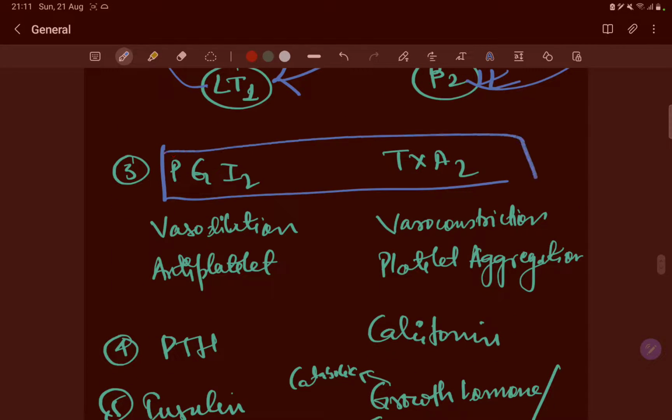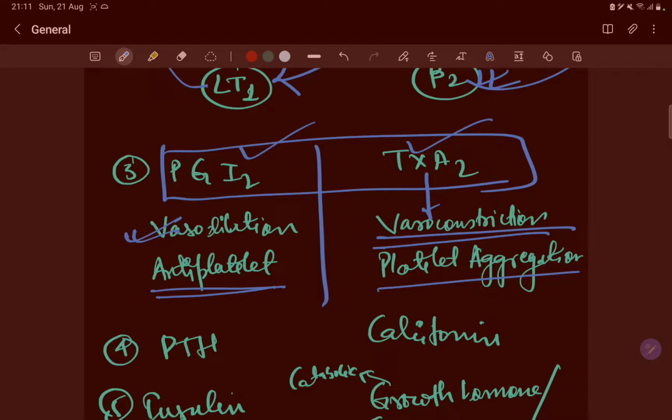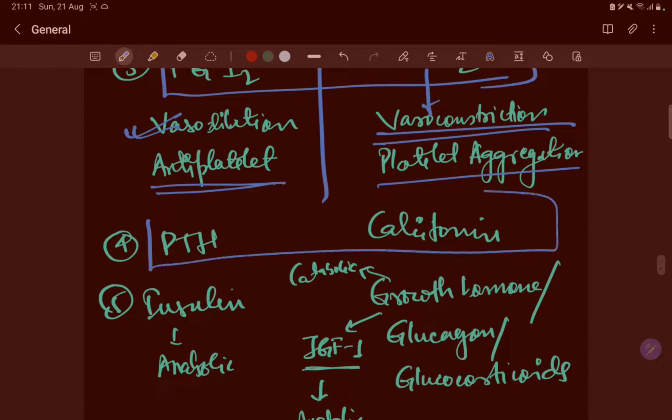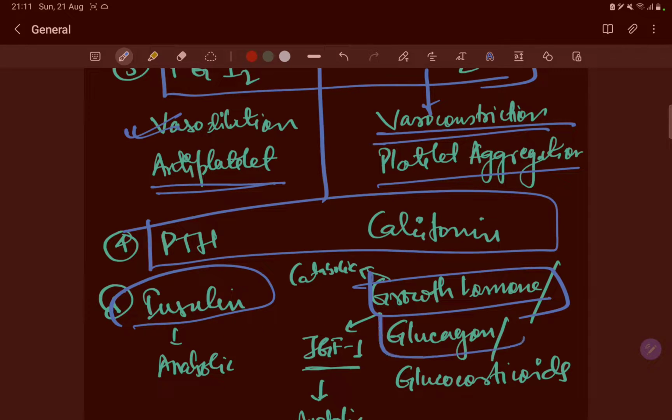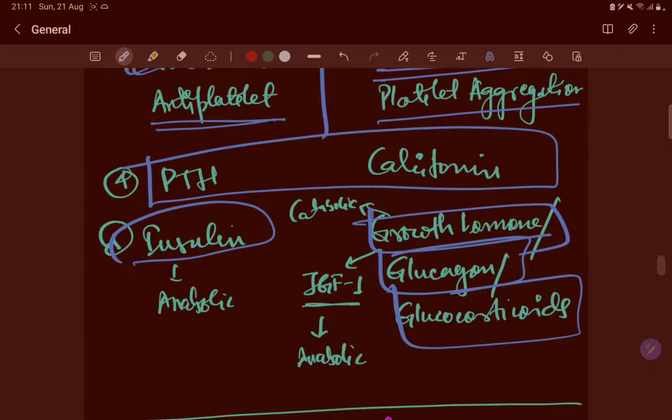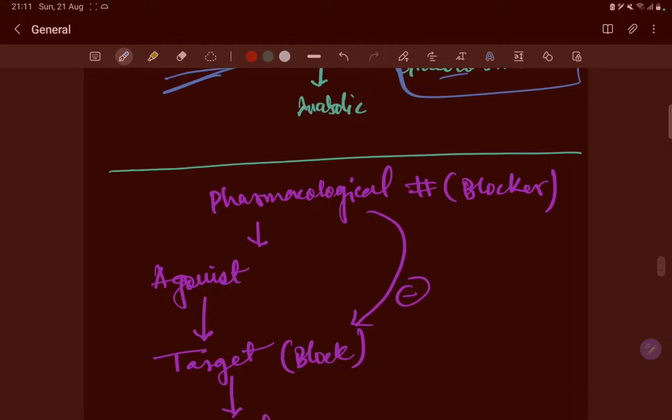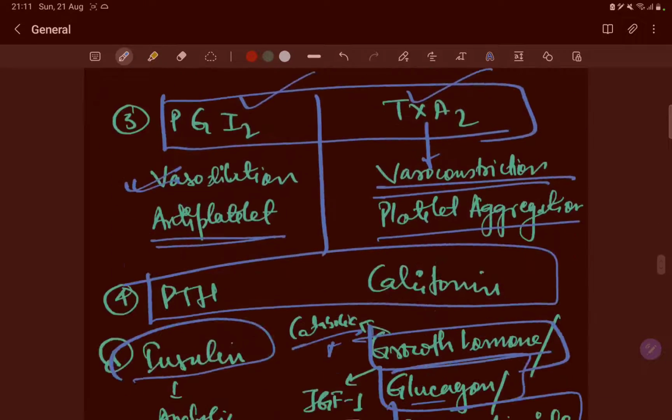Similarly, PGI2 and thromboxane A2. PGI2 is causing vasodilation and has an antiplatelet activity, and thromboxane A2 has a vasoconstriction effect and platelet aggregation property. Similarly, PTH and calcitonin, insulin and growth hormone, insulin and glucagon, insulin and glucocorticoids, they have different roles. For example, insulin has an anabolic role, but growth hormone, glucagon, and glucocorticoids have a catabolic role. So these are the physiological antagonism.